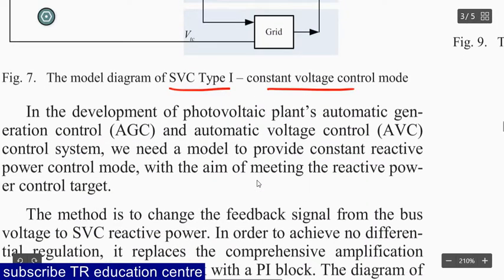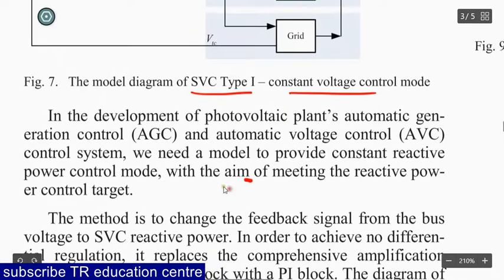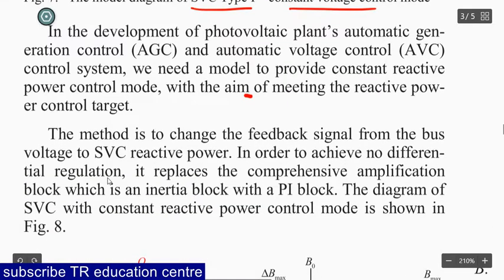In development of photovoltaic plants, automatic control such as AGC and automatic voltage control, we need to model the constant reactive power control mode with the aim of meeting the reactive power control target. The method is to change the feedback signal from the bus voltage to the SVC reactive power in order to achieve no differential regulation. It replaces the comprehensive amplification block, which is an inertia block, with a PI block.